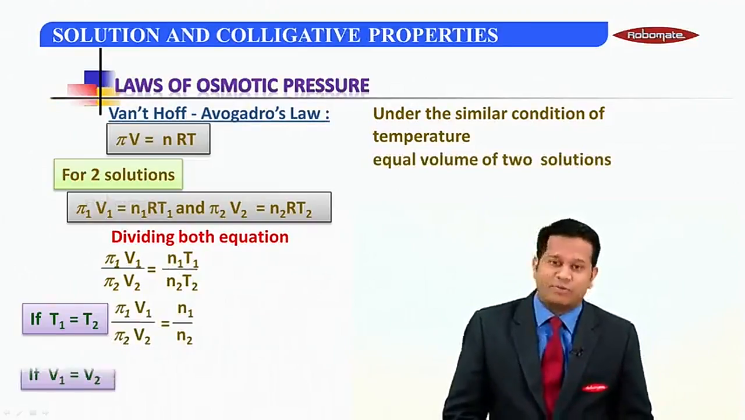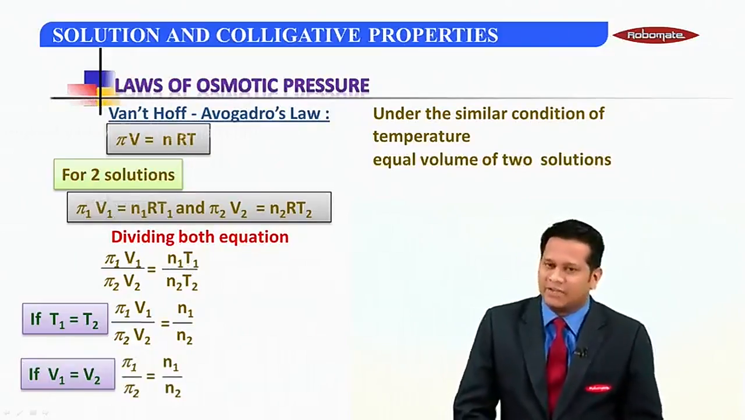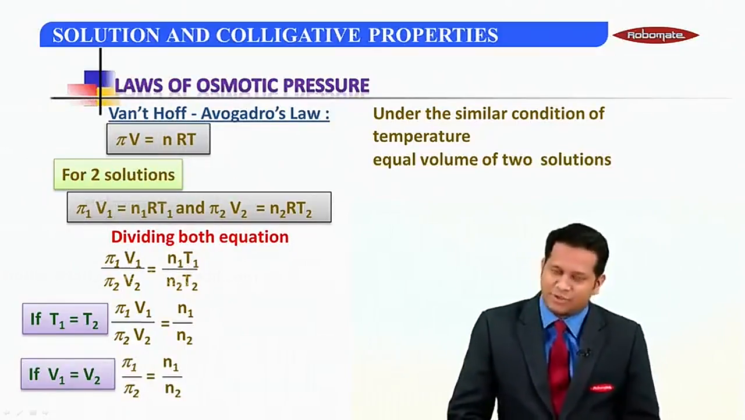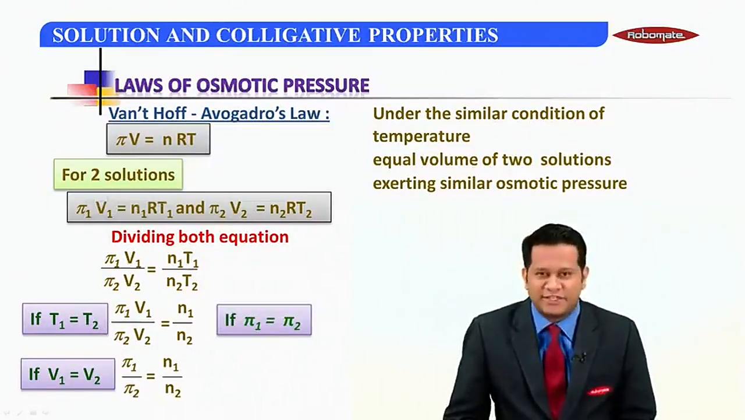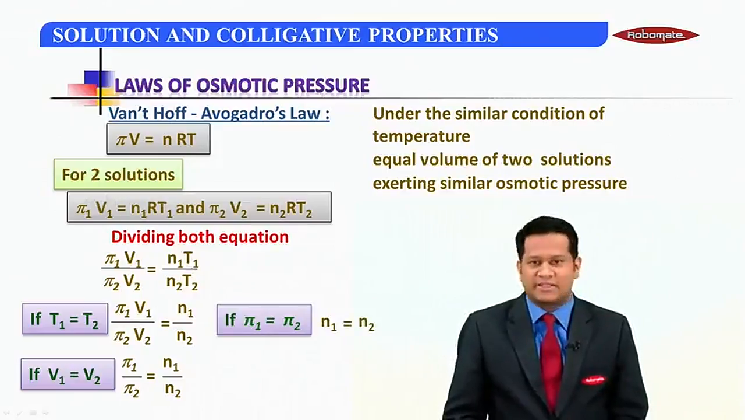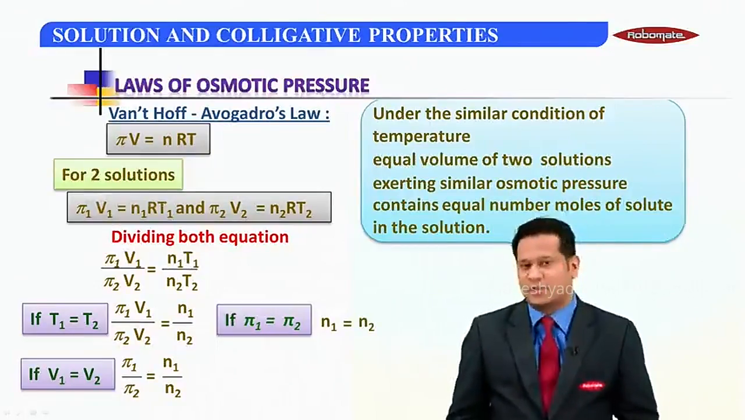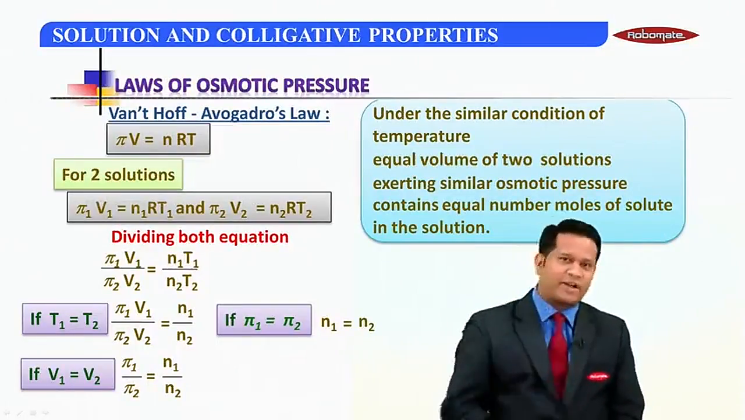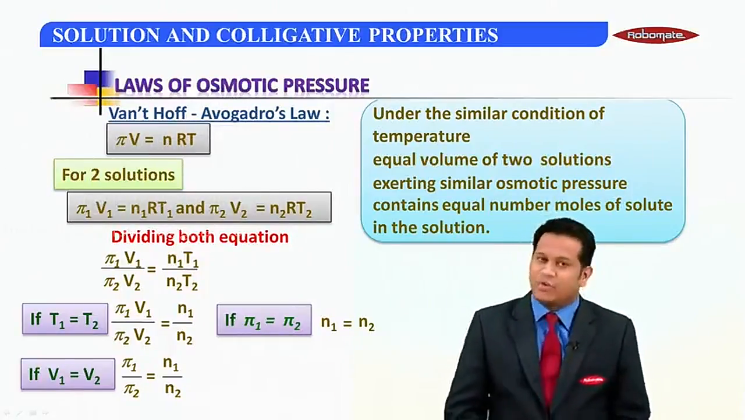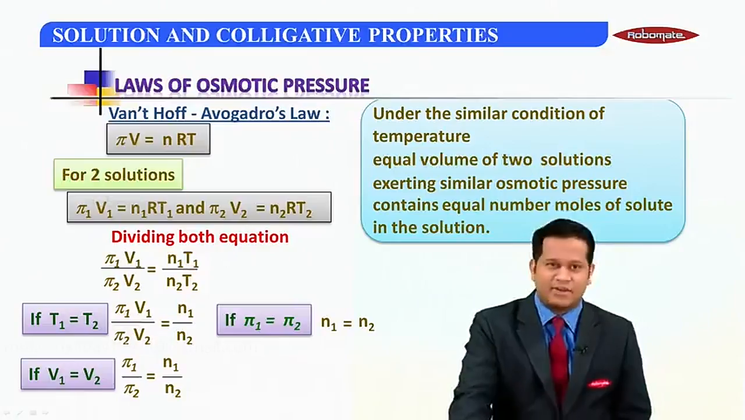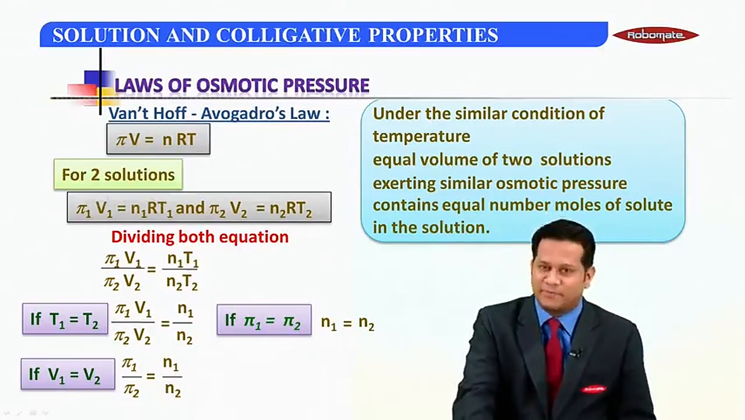Second, I'll say that the solutions have equal volume, so V1 equals V2, and the equation becomes pi 1 upon pi 2 equals n1 upon n2. Further, they exert the same osmotic pressure, that is pi 1 equals pi 2, so what remains is n1 equals n2: they contain an equal number of moles of solute in the solution. That's the statement of Van 't Hoff Avogadro's law, which states that under similar conditions of temperature, equal volumes of two solutions exerting similar osmotic pressure contain an equal number of moles of solute in the solution.